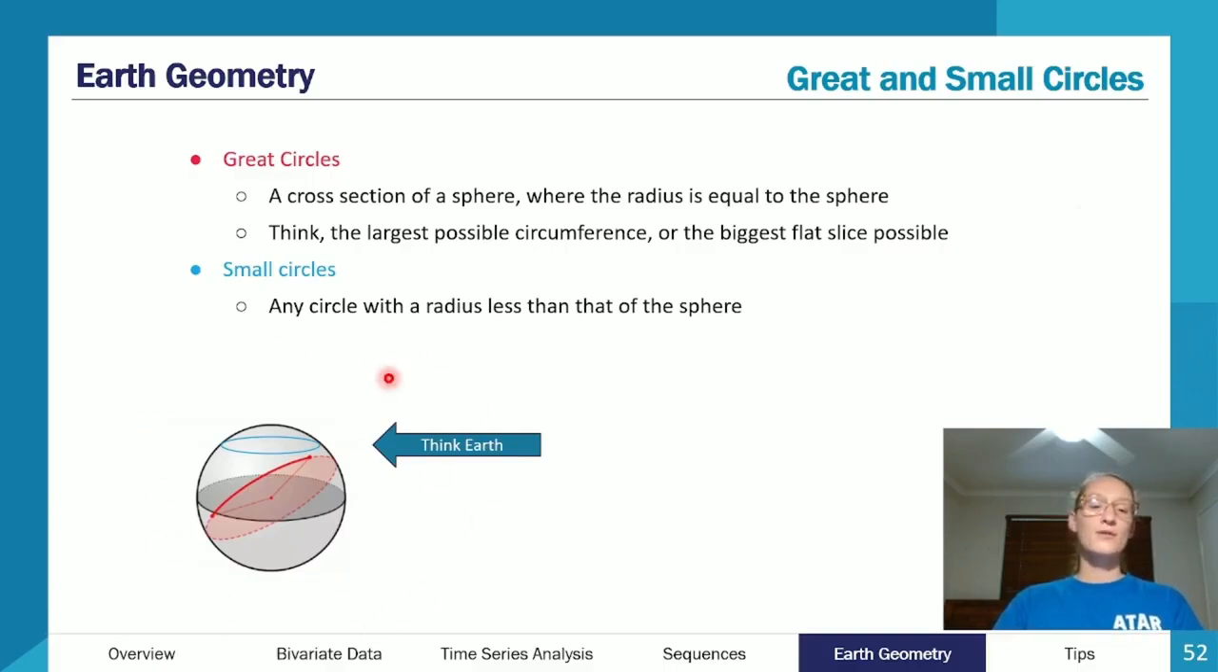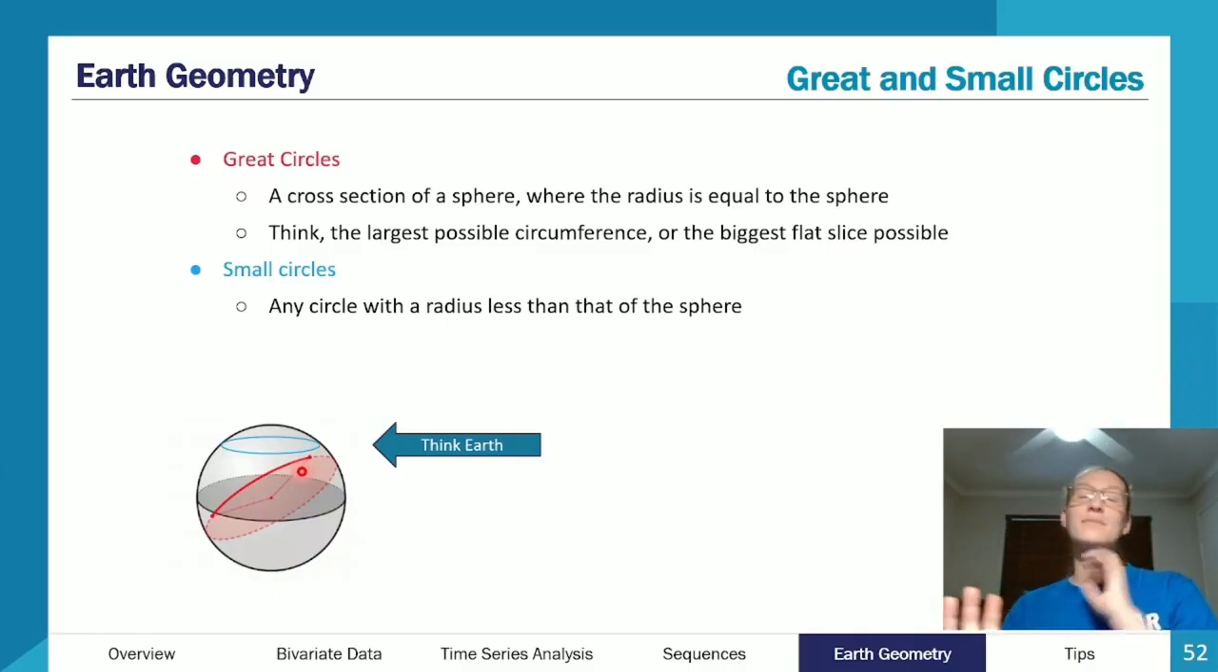So let's pretend this model is Earth. Have a look at this grey plane here. If this was the Earth, this would be our equator, the horizontal ring around the Earth that we call the equator. The equator is an example of a great circle because it's one of those biggest possible flat slices. And this red line here is also an example of a great circle, because on a sphere that flat slice can be spun any way around the sphere.